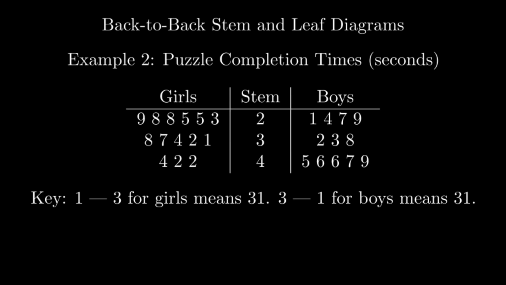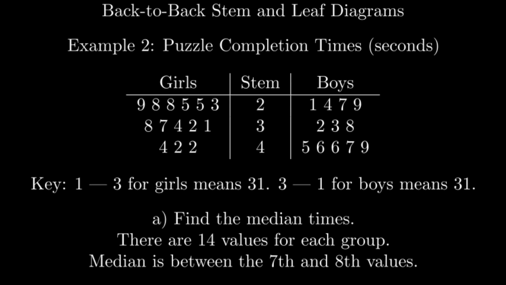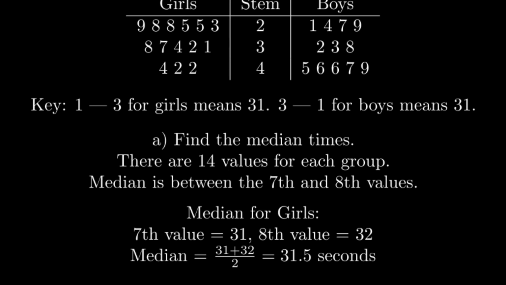Notice how we read from the center out for the left side. Now let's use this diagram to compare the 2 groups by finding their median times. There are 14 data values for both girls and boys. Since 14 is an even number, the median will be the average of the 2 middle values, which are the 7th and 8th values. Let's find the median for the girls.